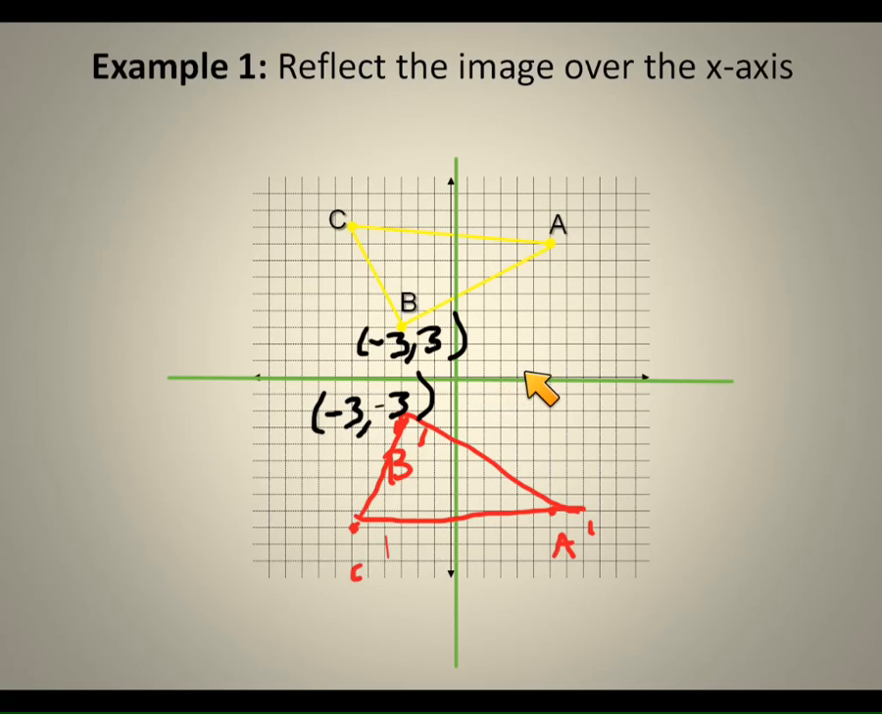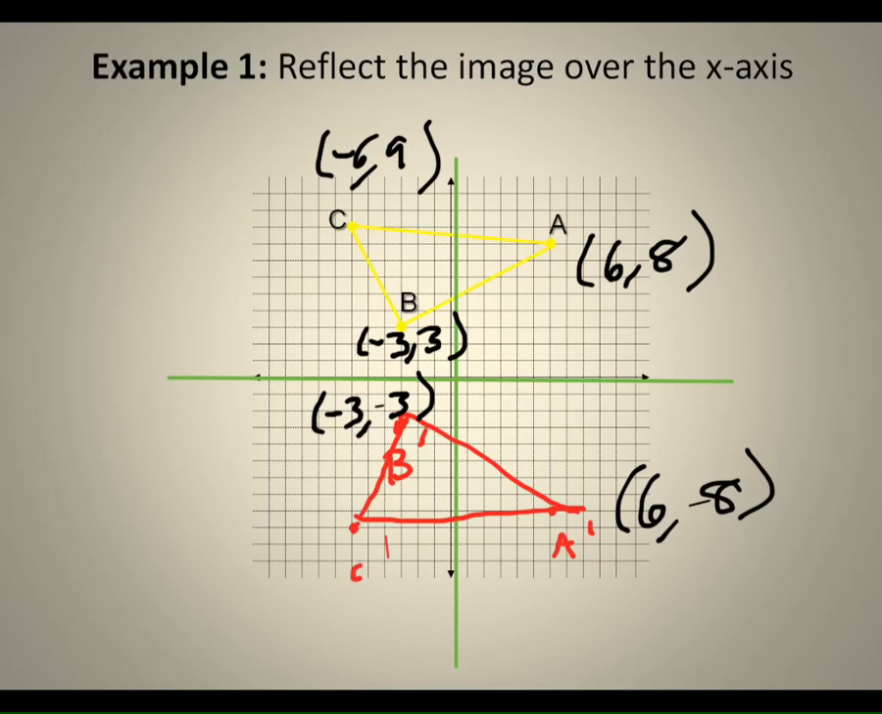Let's find the coordinates of A. It's 1, 2, 3, 4, 5, 6, 8. What are the coordinates of A prime? 6, -8. The coordinates of C, -4, -5, -6, and 9. The coordinates of C prime, -6, -9. What's happening when I go from A to A prime, B to B prime, C to C prime? Yeah, just the Y becomes the opposite, right? The Y becomes the opposite. 6 stayed the same, 8 became -8. -3 stayed the same, 3 became -3. -6 stayed the same, 9 became -9.